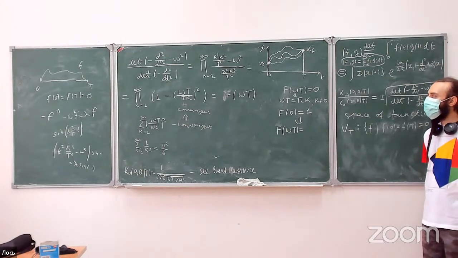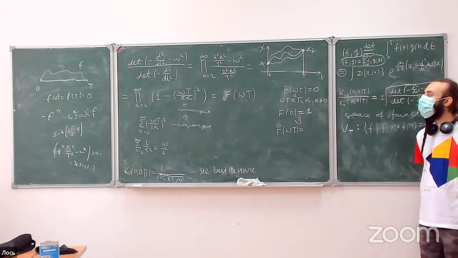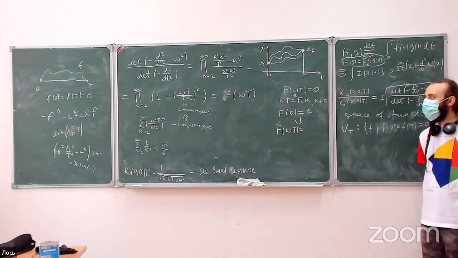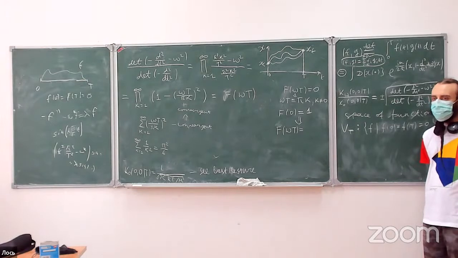Yes, because if there is at least one pole, then it means that this product should diverge at some point, but it's convergent always.